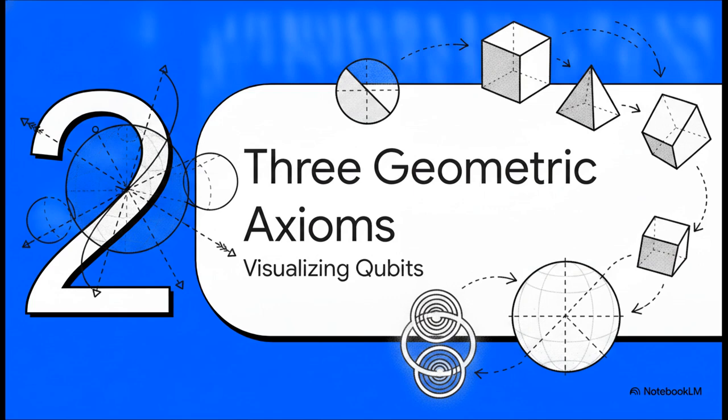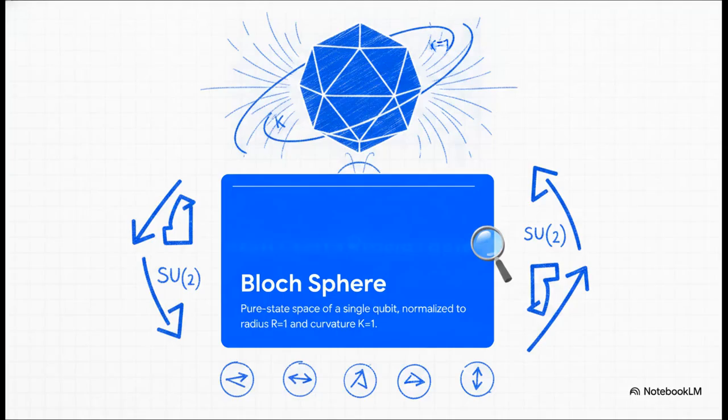Moving on to part 2. Visualizing the 3 geometric axioms. Okay, so we've got to start with our foundational geometric object here, the Bloch sphere. Geometrically speaking, the pure state space of an isolated single qubit can be mapped perfectly to the surface of a sphere. But here is the absolutely crucial detail. We are going to normalize this sphere so it has a radius of 1 and perfectly uniform Gaussian curvature, which we'll label as k equals 1.